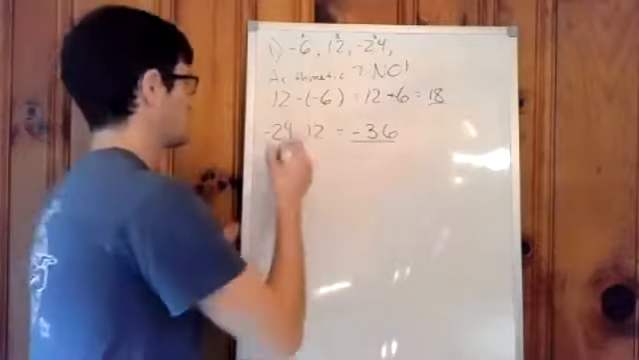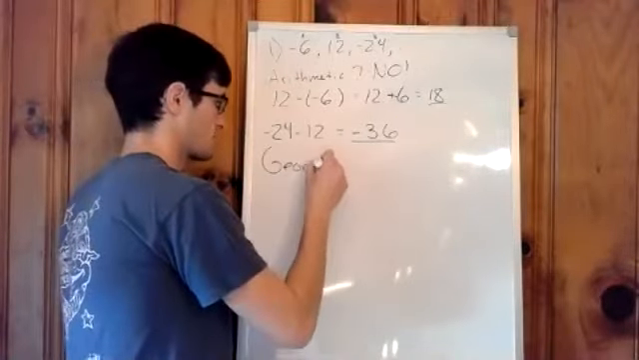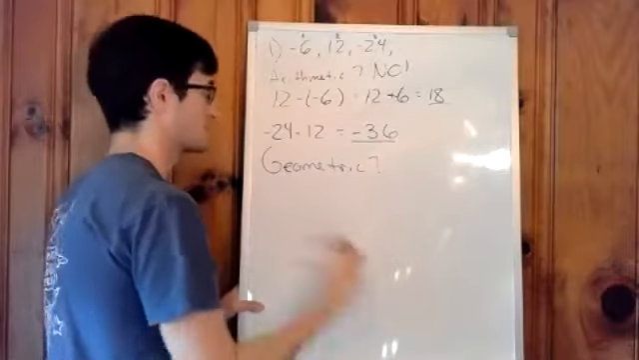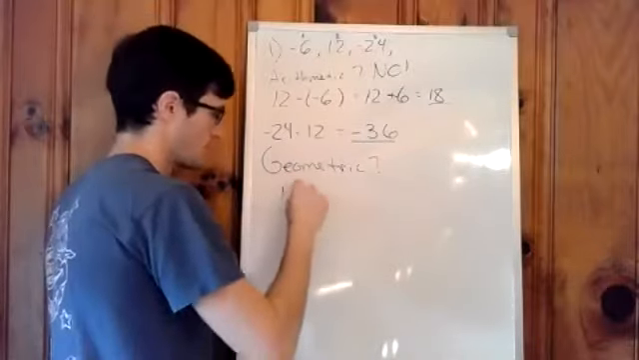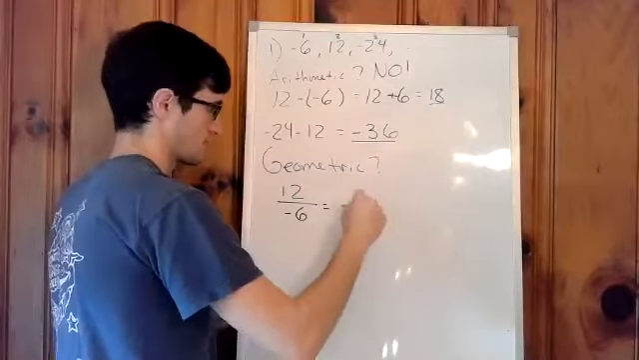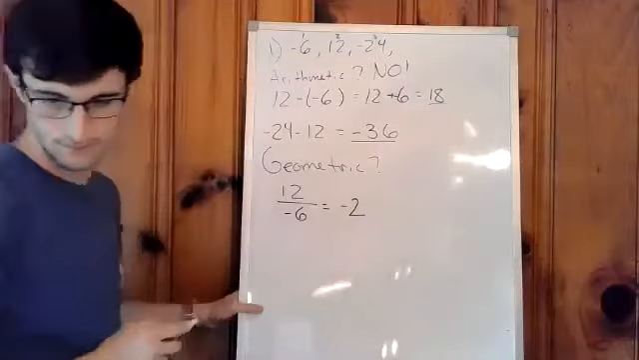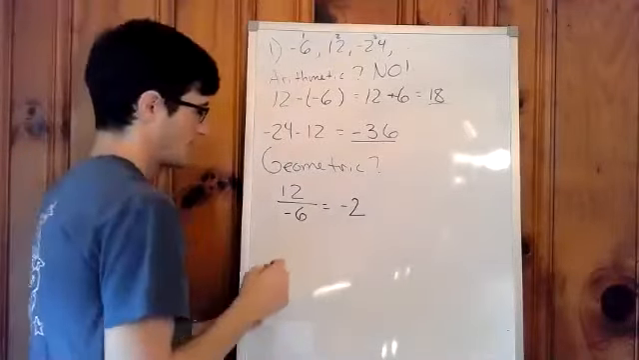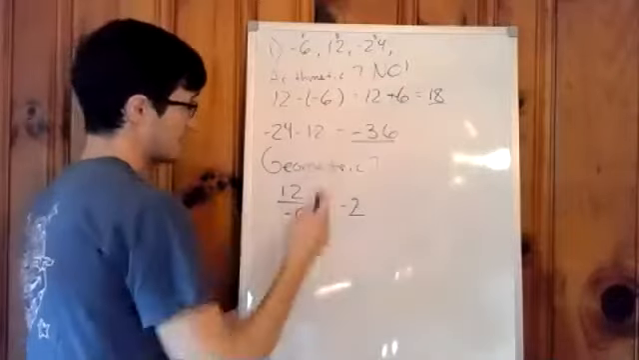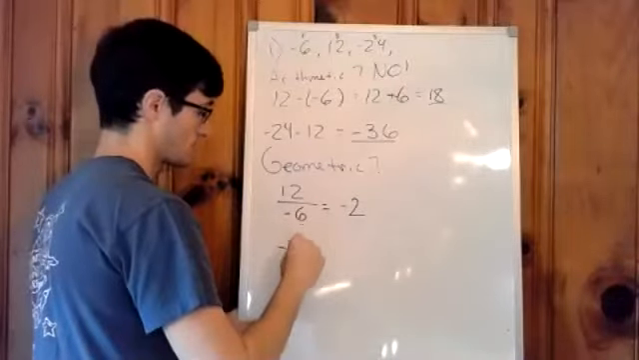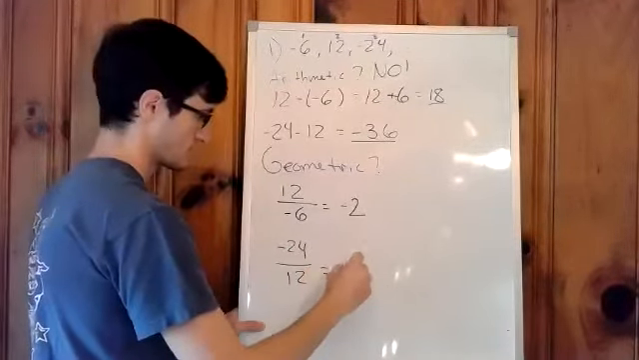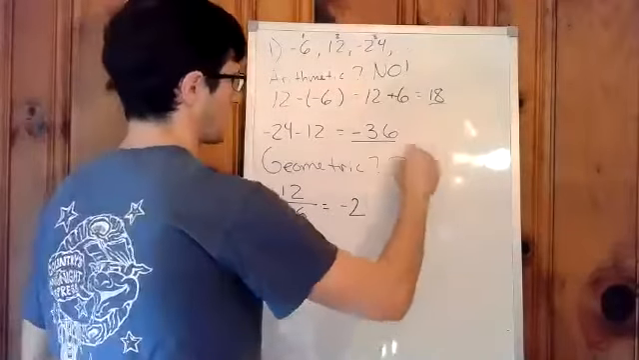All right. Now let's check if it's geometric. Again, to do this, you take the second term, which is 12, and you divide it by the first term, which is -6, and that's going to give us -2. All right. Then you repeat the process. You take the third term, -24, and you divide it by 12, which again is giving us -2. Okay, bingo.